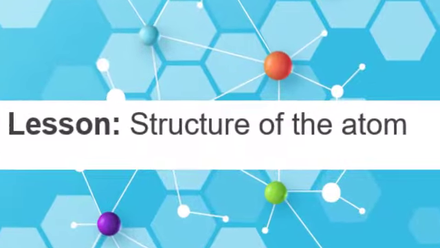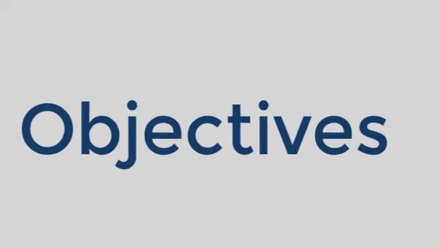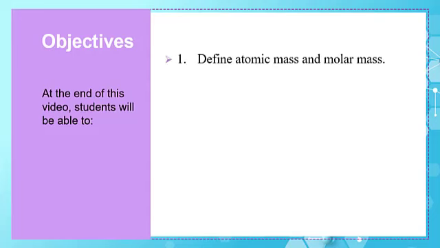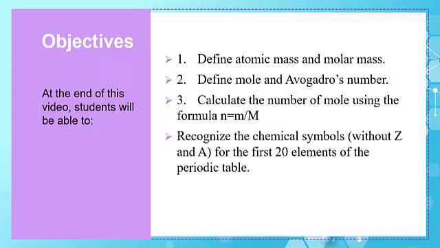In session 6, in the lesson of Structure of the Atom, we're going to investigate the following objectives. Define atomic mass and the molar mass. Define mole and Avogadro's number. Calculate the number of moles using the formula n equals m over M. Recognize the chemical symbols without Z and A for the first 20 elements of the periodic table.